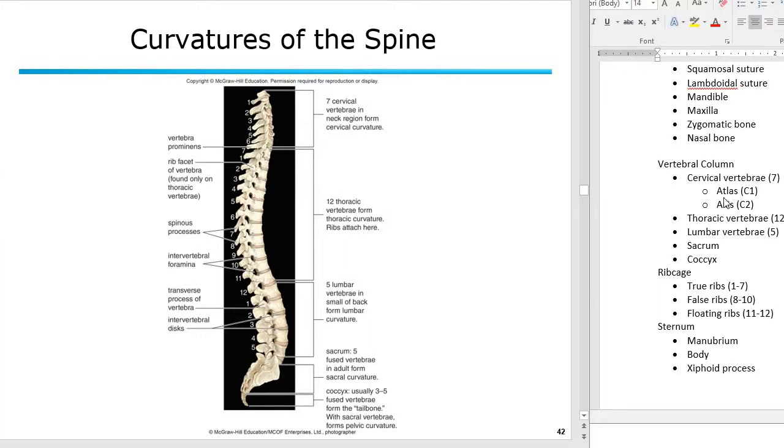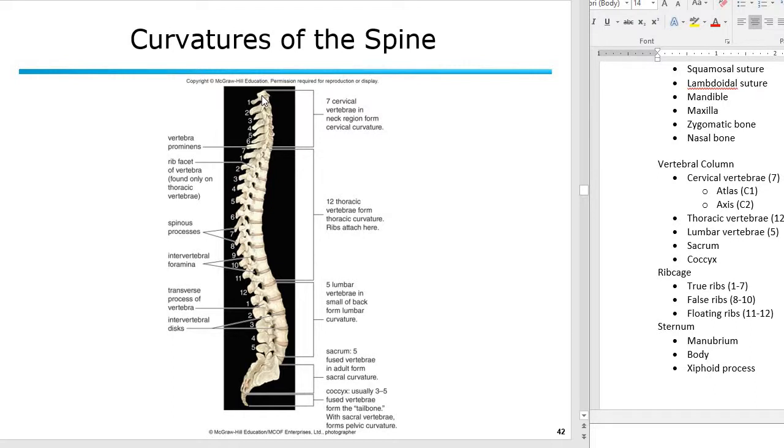The first one is called the atlas, and the second vertebra is called the axis. And these are significant because this is where our head attaches to our vertebral column. Now the very top one is called the atlas, and there's a mythical figure named Atlas in mythology, and his job is to hold up the earth, and that's basically what the atlas vertebra is doing. It's holding up our head.